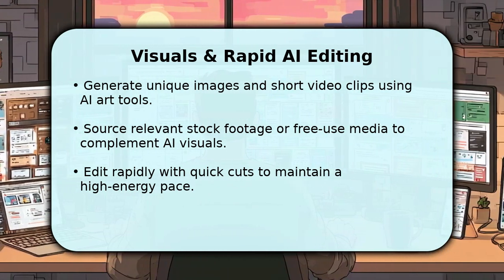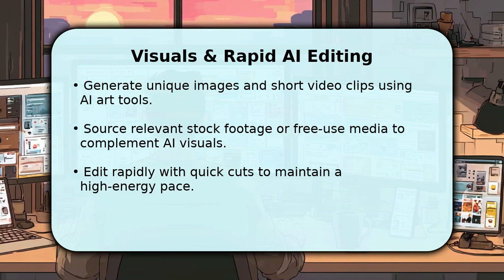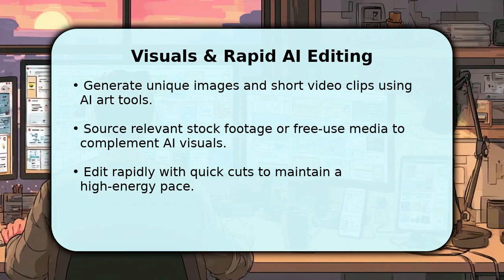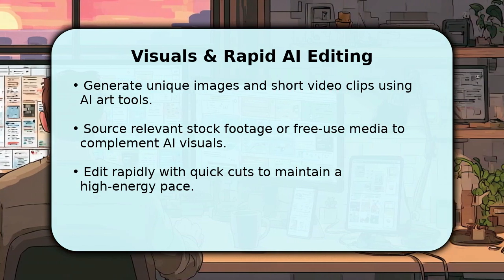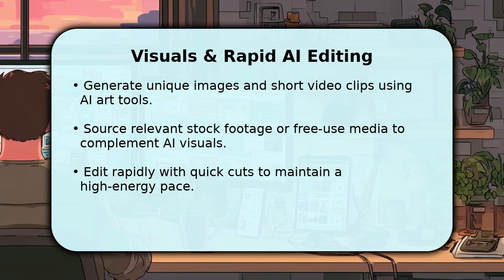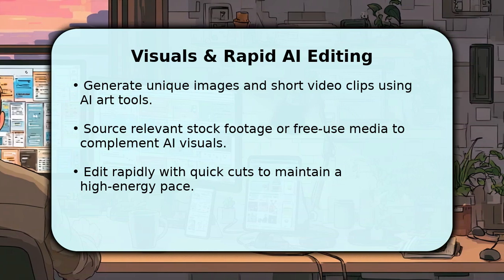The editing phase should be quick and precise, featuring very rapid cuts, often less than 3 seconds per shot, to keep viewers engaged. Use dynamic transitions and on-screen text sparingly to emphasize crucial facts.